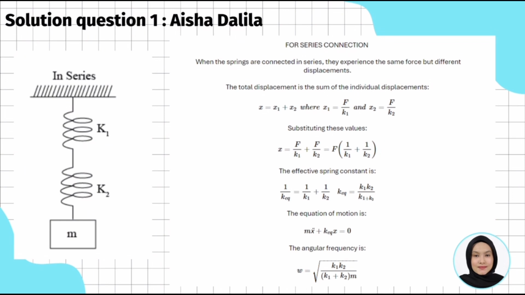The equation of motion is m x double dot plus K equivalent x equals 0. And that at the end will give us the angular frequency omega equals square root of K1 K2 over (K1 plus K2) m. Therefore, the angular frequency equation for the parallel connection and the series connection has been shown.